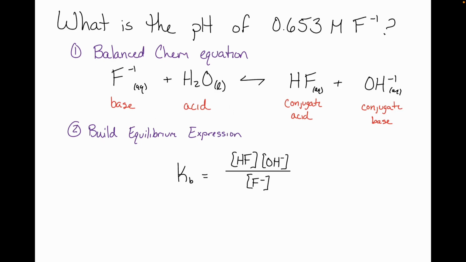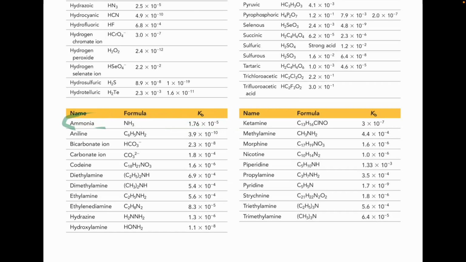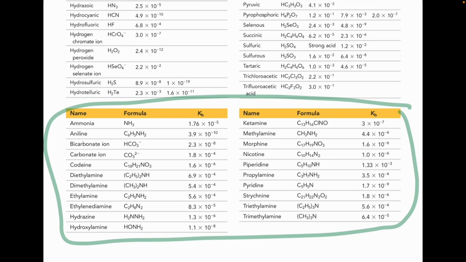All right, so I got my Kb expression. Now, if I go to my table here and I'm trying to look up the Kb value for fluoride, I'm not going to be able to find it in this section right here. If you look through there, you won't find fluoride listed. So how do I go about getting my Kb value?